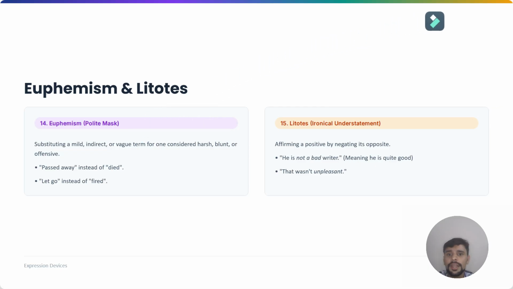Now let's look at litotes. Litotes creates a positive meaning by negating the opposite. For example, he is not a bad writer. Literally, we are saying he isn't bad, but the intended meaning may be he is quite a good writer. Let's take another. That wasn't unpleasant. It may actually mean that was quite enjoyable. Euphemism softens harsh language, and litotes uses negation to express a positive or understated idea.